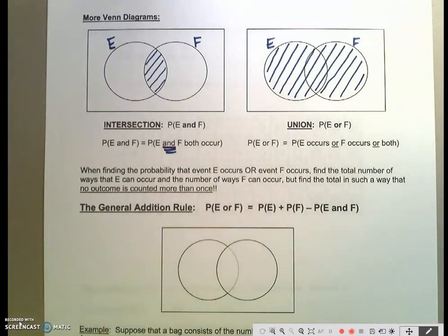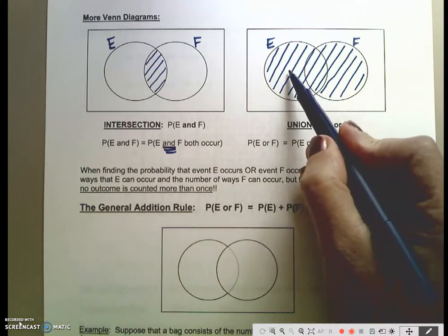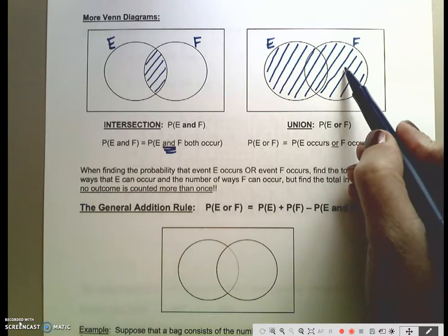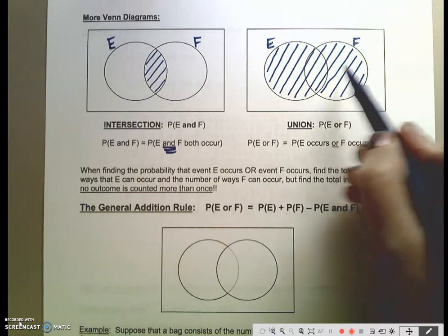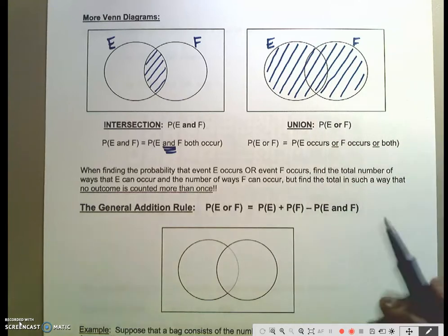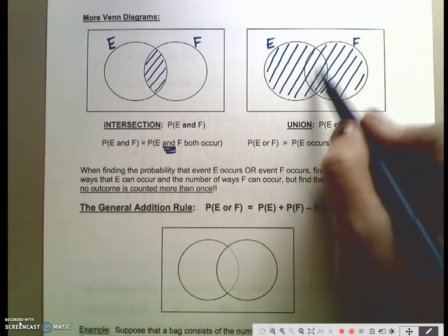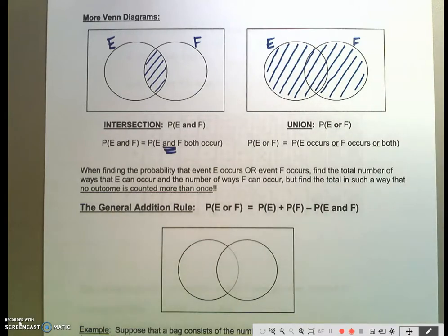So the union would look like that if you shade it. You can see that the shading is very different. Are these points in E or F? Yes. Are these points over here in E or F? Yes. These points in the middle, are they in E or F? Yes. It's just a yes or no question. So it's E or F, or possibly both, because the points in the middle fall in one or the other, or both.